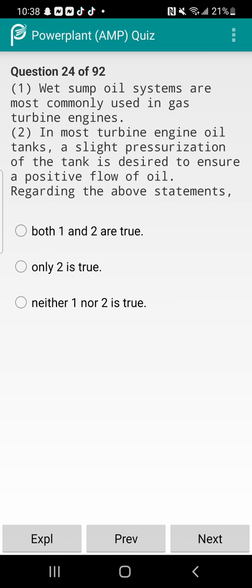Wet sump oil systems are most commonly used in gas turbine engines. In most turbine engine oil tanks, a slight pressurization of the tank is desired to ensure a positive flow of oil. Only two is true.